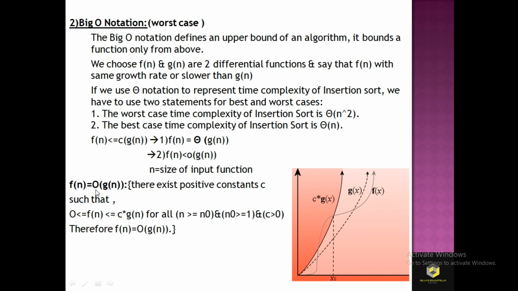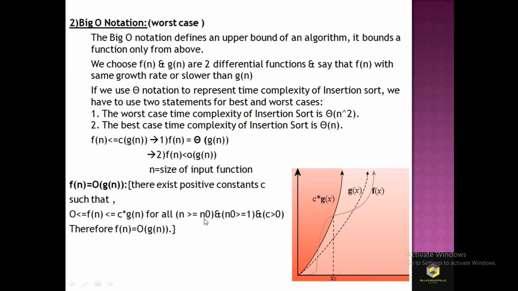So f of n must be equal to big O of g of n. So there must be some conditions. There exists a positive constant c such that 0 must be less than or equal to f of n, and f of n must be less than or equal to c cross g of n, for all n greater than or equal to n naught.